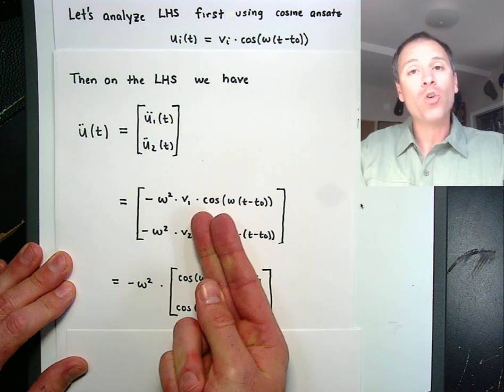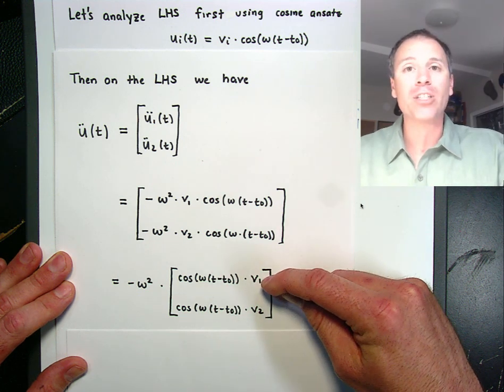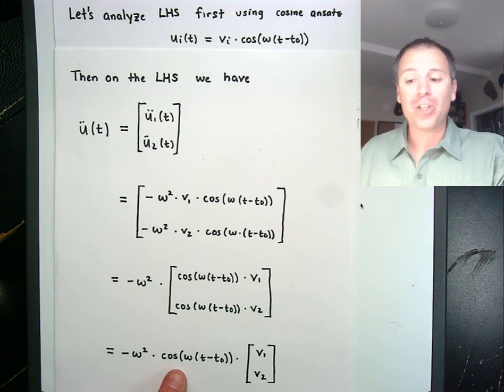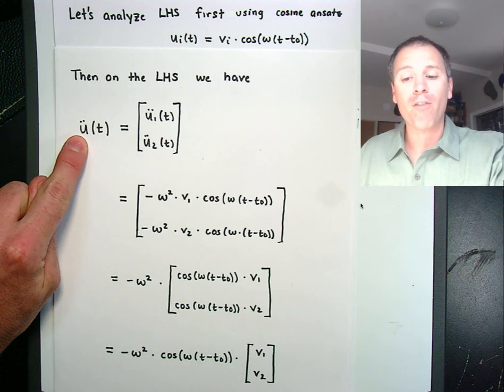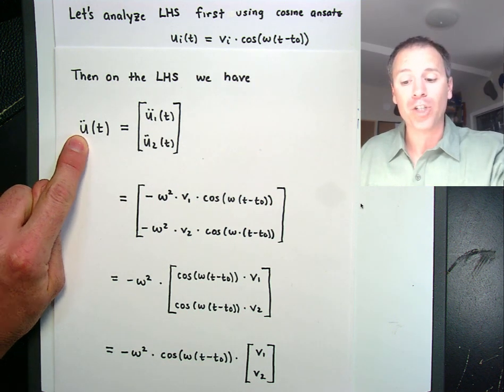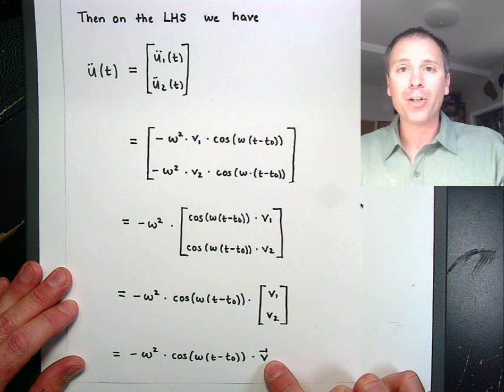We can commute, we can swap the order of multiplication. So now I have a cosine in the first term and a cosine in the second term, and then non-zero scalars v1 and v2. Pulling out the shared coefficients, I now have that the second derivative of my displacement vector valued function is negative omega squared times cosine omega t minus t naught times a non-zero vector v.